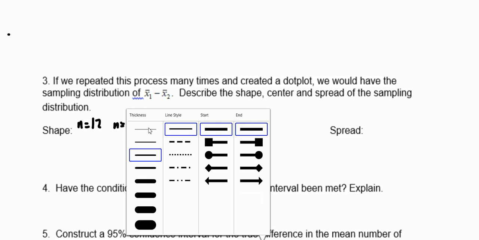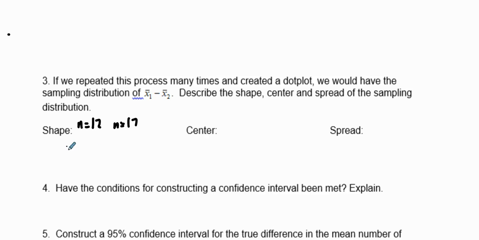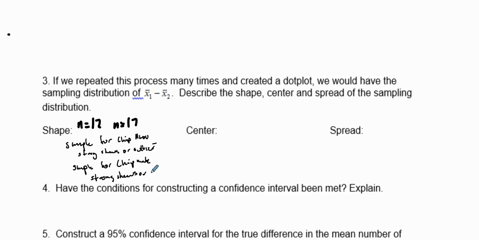So technically, we can't use the central limit theorem here. But when I took the sample for each one, we found that for the Chips Ahoy, there were no strong skews or outliers in the data. And the same thing for the sample for the Chipmate: no strong skews or outliers in that sample as well. And since there are no strong skews or outliers for each one of these, we're going to say that it could be approximately normal. Approximately normal is the shape of this sampling distribution of the difference.